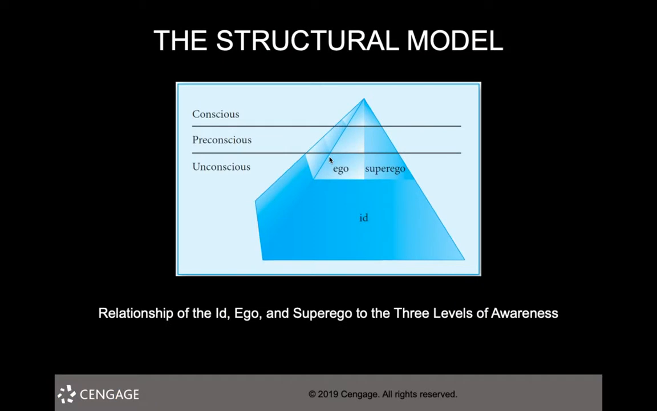So this is a very nice iceberg model of both the structural and topographical model of Freud's personality. As you can see, the tip is the conscious, which we're all aware of. The preconscious is near the tip, but not really. And then the unconscious is where the ego, id, and superego reside. The id is way, way below down there, and the ego and superego are still up here, right at the level of awareness.